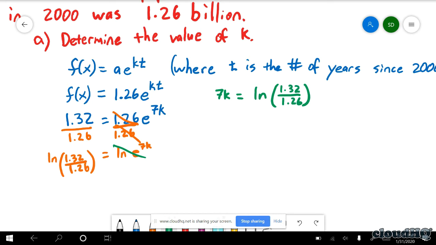And I'm trying to get k by itself, so I'll have one more thing to do. I'll have to divide by the 7 so that k is isolated, and then I can plug that into the calculator. So the natural log of 1.32 over 1.26, divide that by 7.